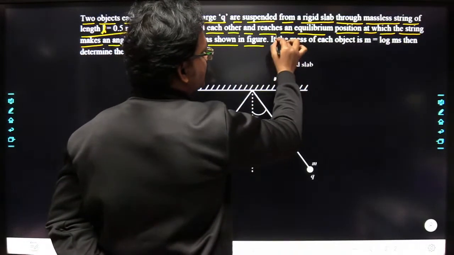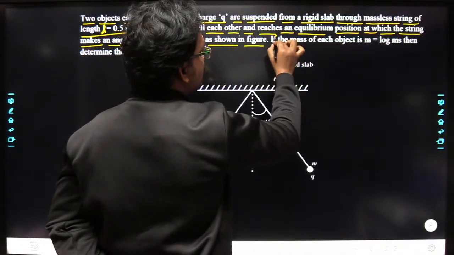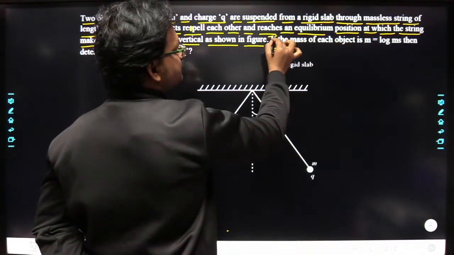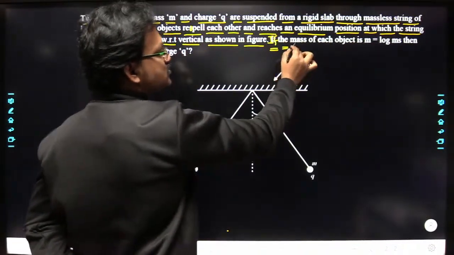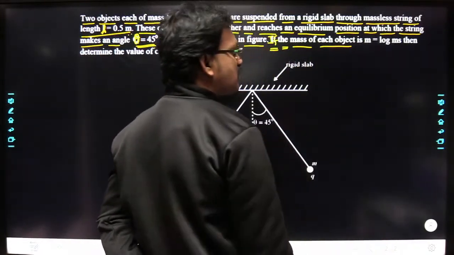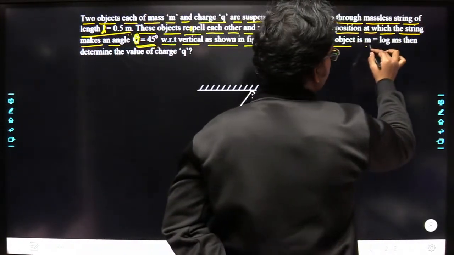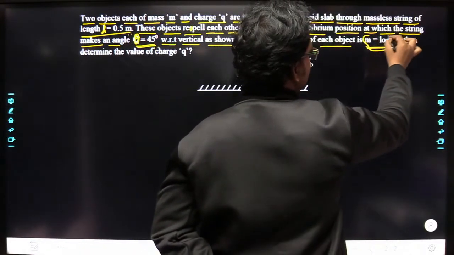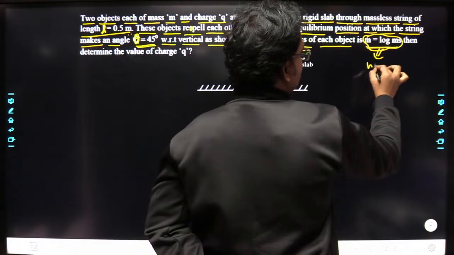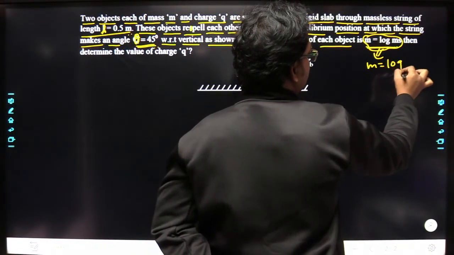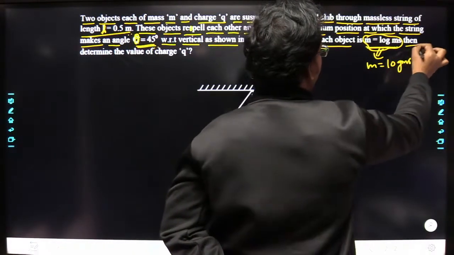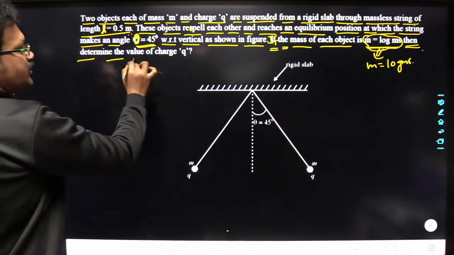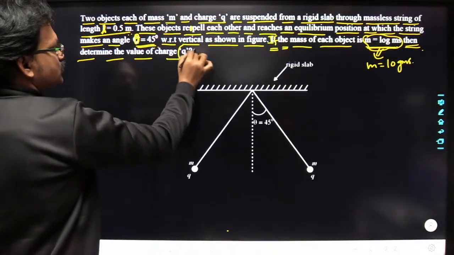So if the mass of each object is m is equal to 10 grams, right? Then determine the value of charge q.